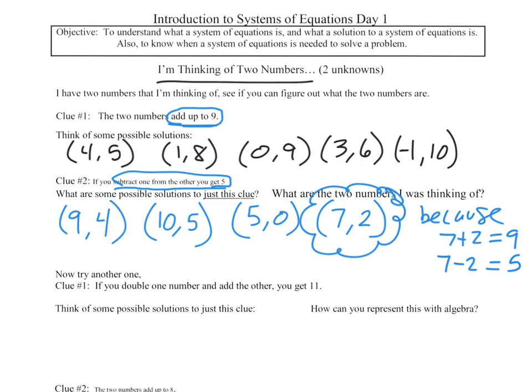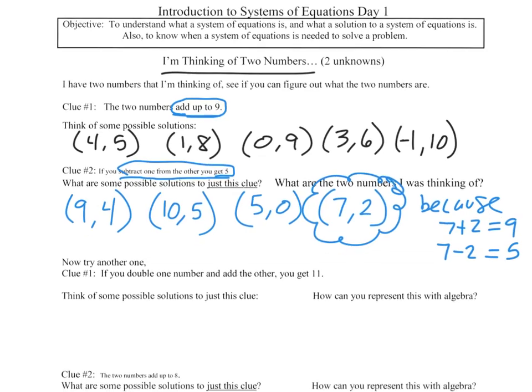Now, each of those clues technically has an infinite amount of answers. We could have kept going with the list for clue number 1, and we could have kept going with the list for clue number 2. But the answer to the question is 7 and 2 because it satisfied both clues. Let's just try one more.